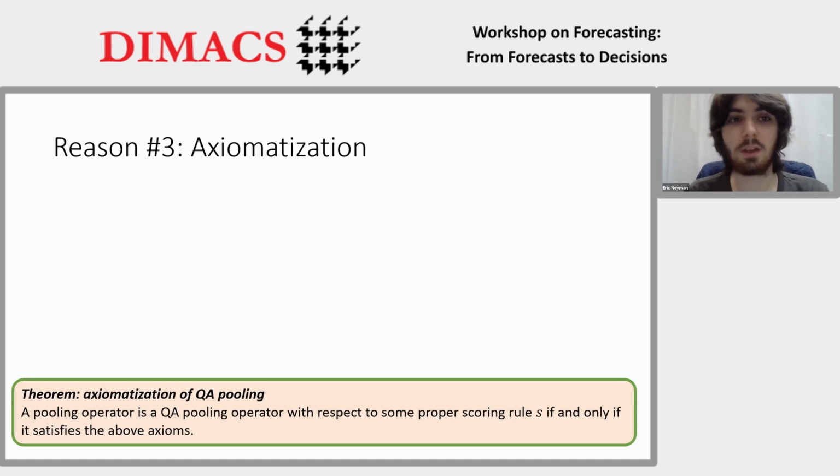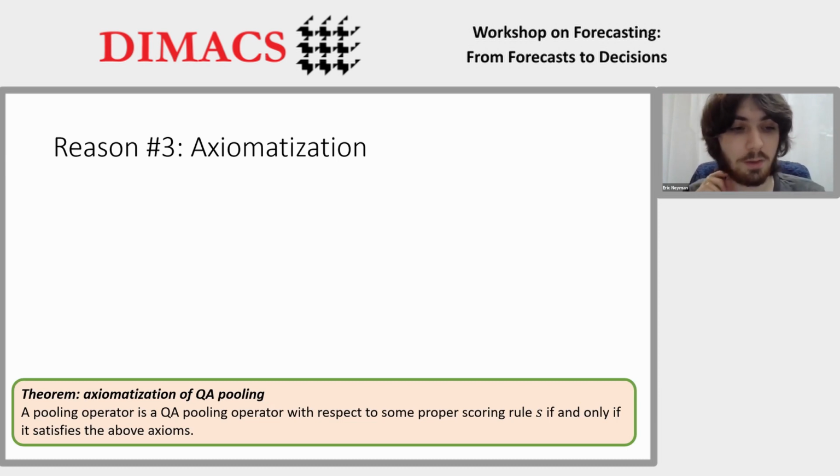Now, the third reason that I think QA pooling is pretty fundamental is this axiomatization result. So what does that mean? So it is natural to ask, so there's a scoring rule. For every scoring rule, there is a different QA pooling operator. And it's natural to ask, what is this class of all QA pooling operators? What does it look like?